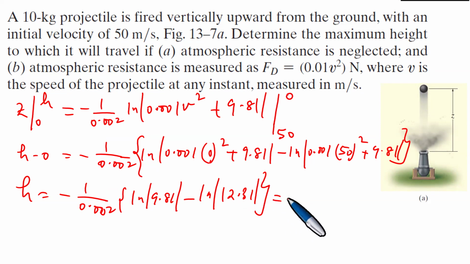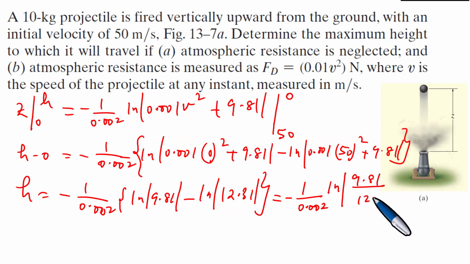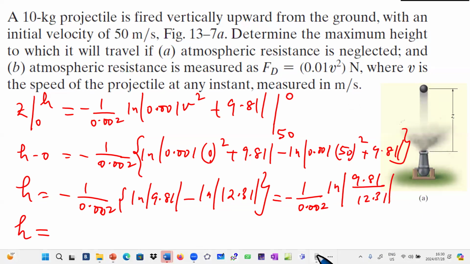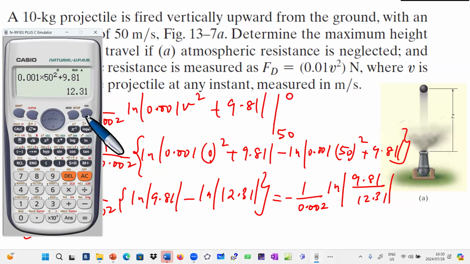Okay. And what then are we able to get? It's minus 1 divided by 0.002. We have the natural log of the following. So you have 9.81. You divide everything by 12.31, like this. And if you use a calculator, you'll be able to achieve exactly the height we need. What is the maximum height reached in the presence of drag, in the presence of what we call atmospheric resistance? Right, so I want us to punch all this on the calculator.